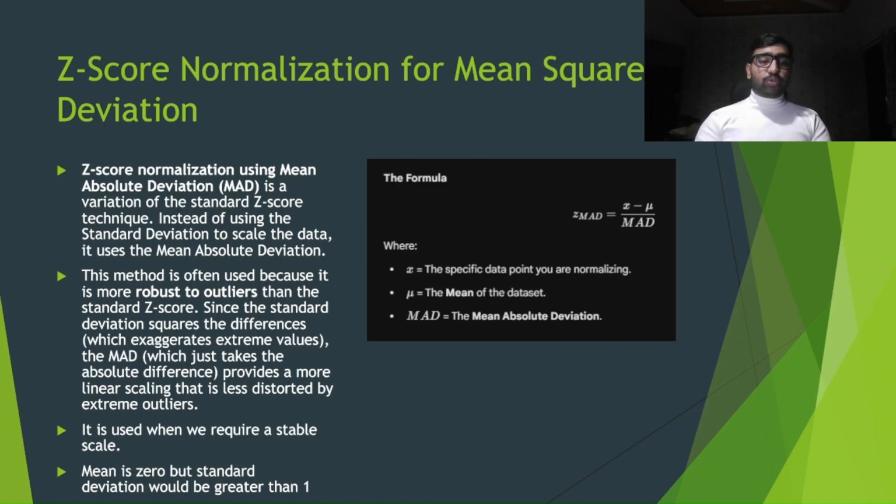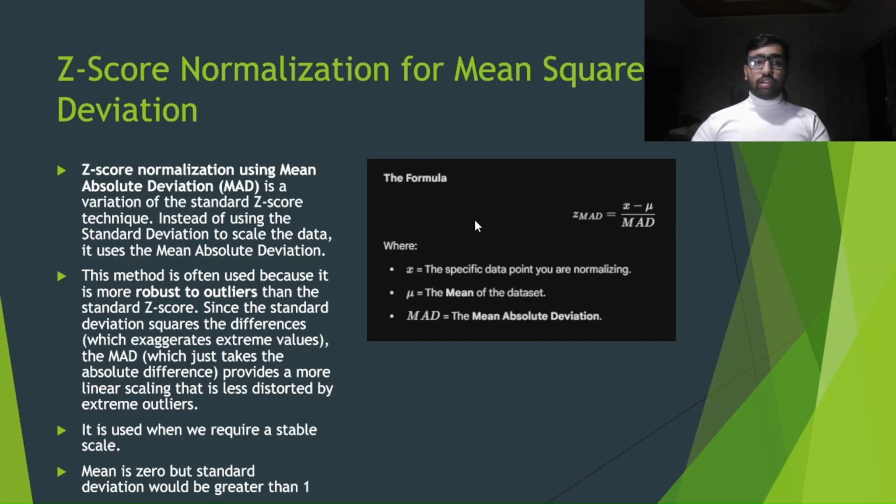Since the standard deviation squares the differences, which exaggerates the extreme values, the mean absolute deviation takes the absolute difference and provides a more linear scaling that is less distorted by extreme outliers. It is used when we require a stable scale. Here the mean is 0, but the standard deviation would be greater than 1. So using the mean absolute deviation instead of standard deviation causes the standard deviation of the normalized data to be slightly greater than 1.